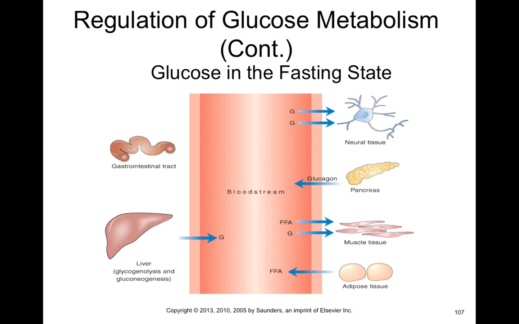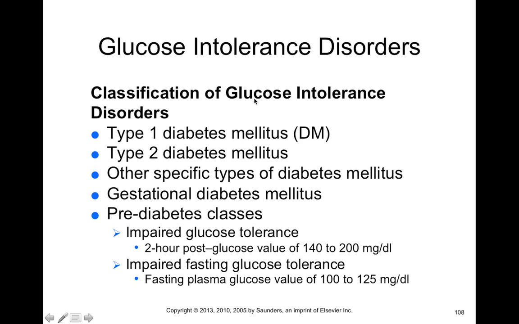So what we can do is measure glucose in the fasted state to figure out someone's glucose tolerance, right? How well do they tolerate this nutrient, and how well can their bodies utilize it? That can give us an idea of whether they have pre-diabetes or diabetes, and we'll talk about that in a little bit. There are different classifications of glucose intolerance. We have type 1 and type 2 diabetes mellitus.